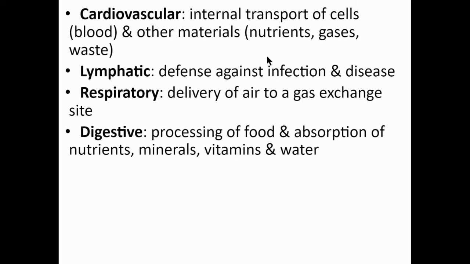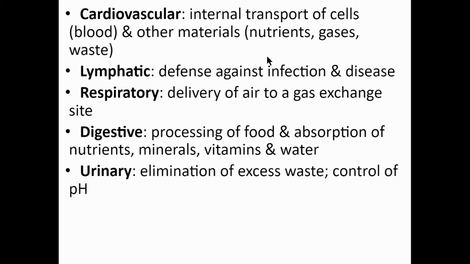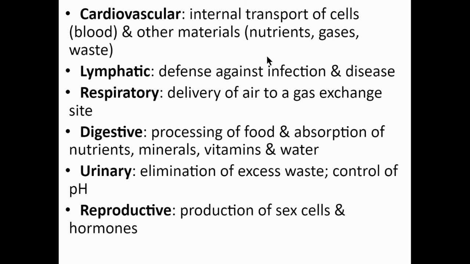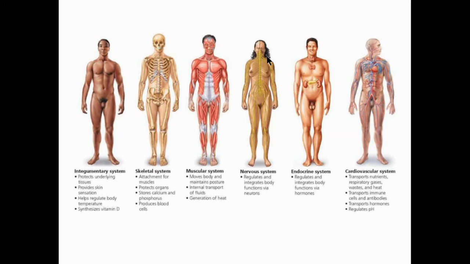Digestive, food and absorption of nutrients, minerals, vitamins, and water. We all pretty familiar with this one. And then your urinary, getting rid of the excess waste, and it also controls the pH as well, so that needs to be at a certain level. And then your reproductive one, reproduction of sex cells, so that would be sperm and ovaries. And then you'll also have reproductive hormones as well. Testosterone, estrogen, things like that. So those are the 11 organ systems.